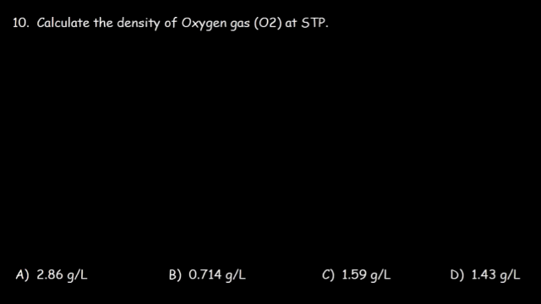Number 10. Calculate the density of oxygen gas at STP. STP stands for standard temperature and pressure. At STP, the temperature is 0 degrees Celsius or 273 Kelvin, and the pressure is 1 atm. But also, something else that you need to know at STP is that 1 mole of a gas, it could be any gas, occupies a volume of 22.4 liters. With that knowledge, we can get the answer.